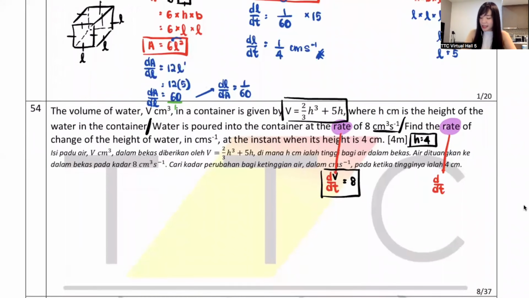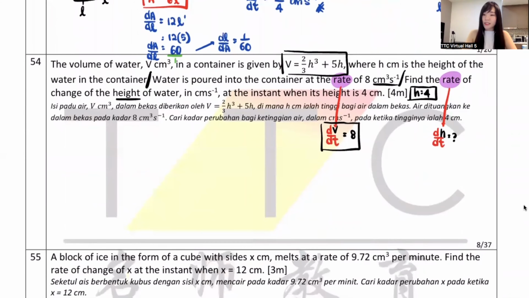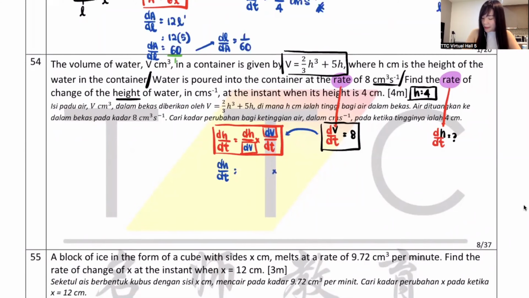Next they say, find the rate of change of height. I think it's dh dt. They say when the h is 4 cm, and this can be the way they try to give you. So again, rate, something equals something times something. Now, you want to find dh dt. Top left, dh. Right bottom, dt. One top, one bottom, fill in the blank. The question still has dv. Put dv here. So dh dt equals dv dt, 8.